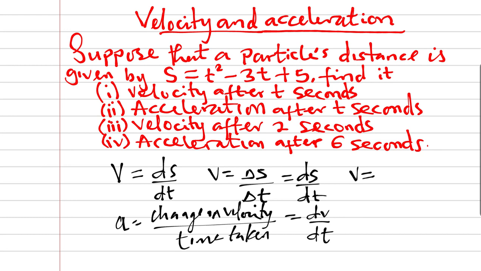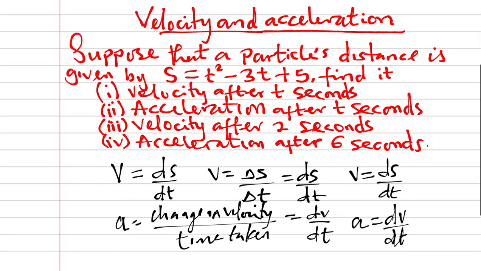If you want to get velocity, you differentiate distance, ds dt. And if you want to get acceleration, you will differentiate velocity. So that is how you would get that. So that means if a question says find acceleration and they give you distance, you cannot get acceleration without first getting the velocity.